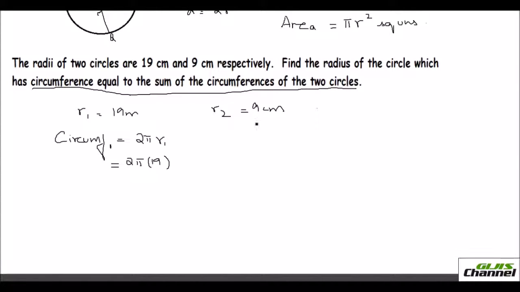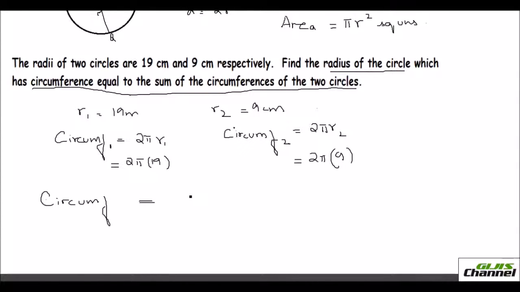Now coming to the second circle, the circumference would be, you have to use the second radius for this. So this is 2 pi r2, that is nothing but 2 pi times 9, right? So we have found the two circumferences. What they say, you have to find the radius of a circle whose circumference will be equal to the sum of the circumference 1 and 2. So circumference 1 plus circumference 2.